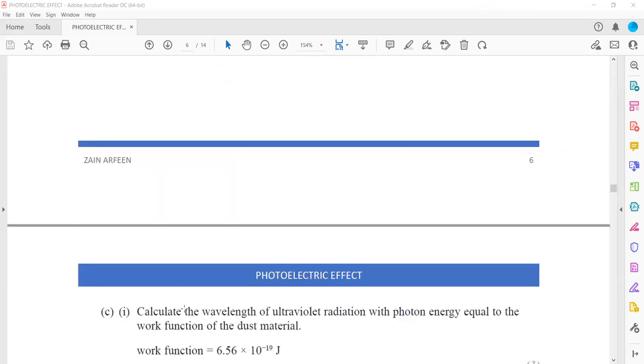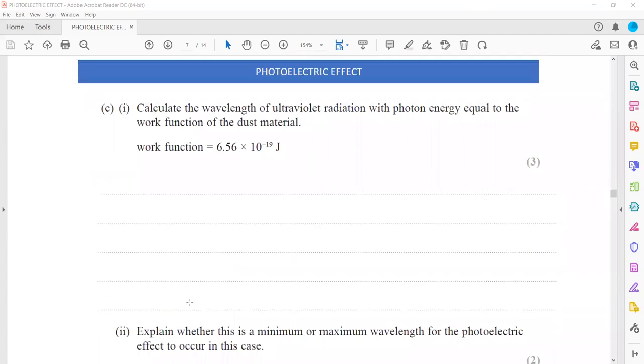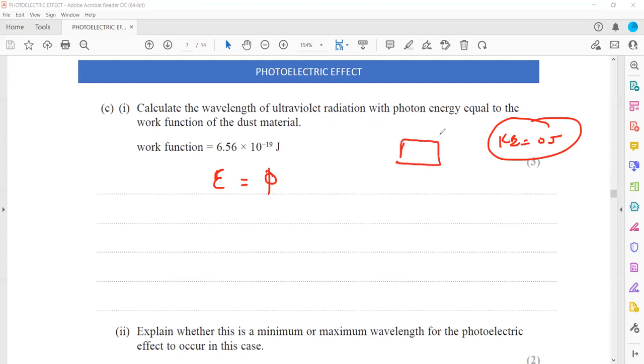Then another question, part C: calculate the wavelength of ultraviolet radiation with a photon energy equal to the work function of the dust. If the energy of the incident photon is equal to the work function, the kinetic energy will be zero because no energy is available to move the electron. The electron will only come out, but is not able to move far away from the metal.